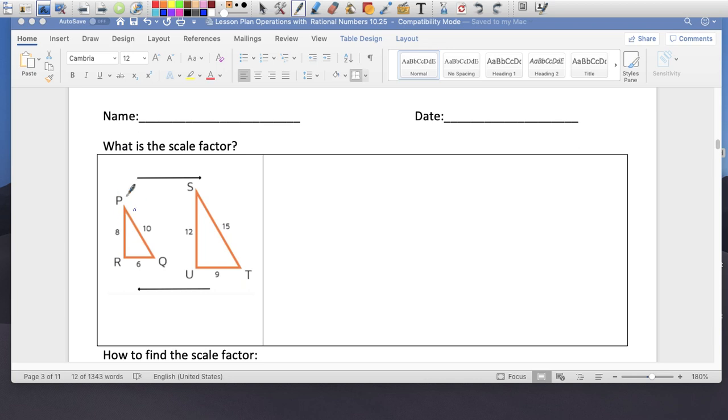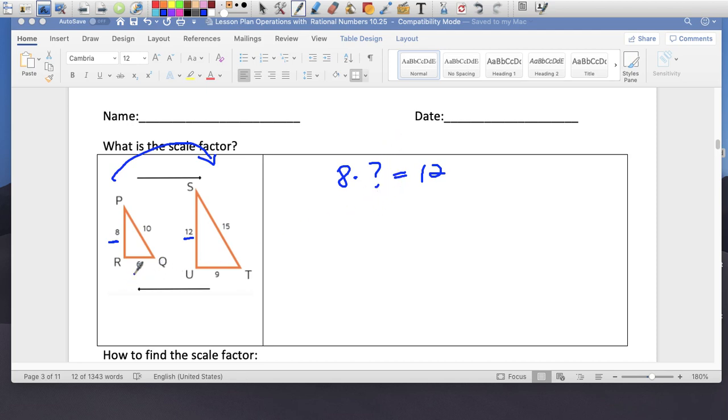So if you look at triangle P, and we're going from this one to this one, did it get bigger or did it get smaller? It got bigger, right? So think about something. Let's look at these two sides here, the 8 and the 12. So 8 times this mystery number gave me 12 because it got bigger, right? So we have to find that number, and that's our scale factor.